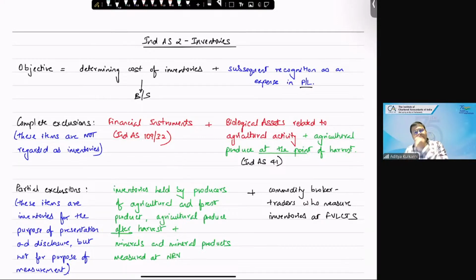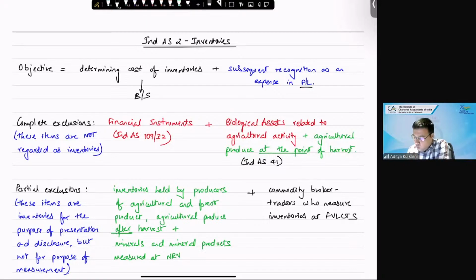So what is the objective of this standard? Why did we need a standard on inventories? So it has two objectives. The first one is determining the cost of inventories, and the second one is subsequent recognition as an expense in the statement of profit and loss. So it comes with a dual objective.